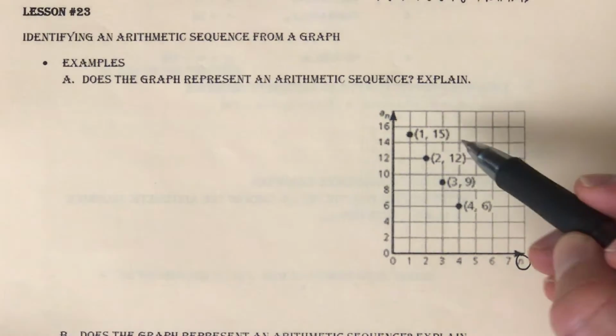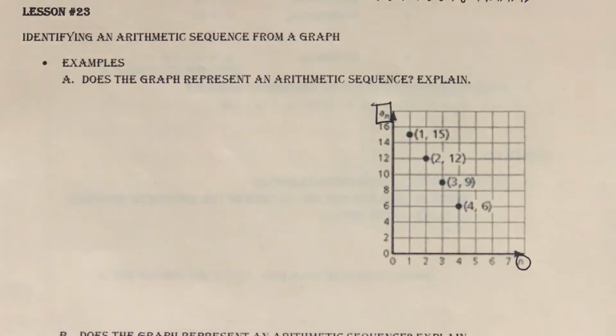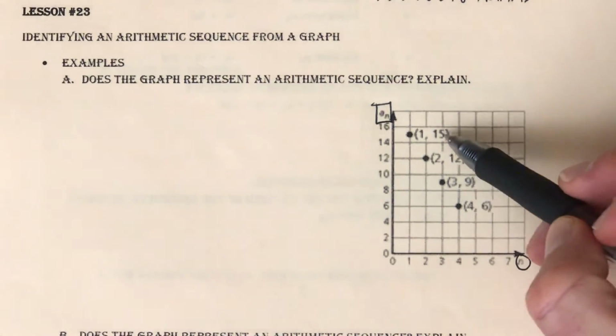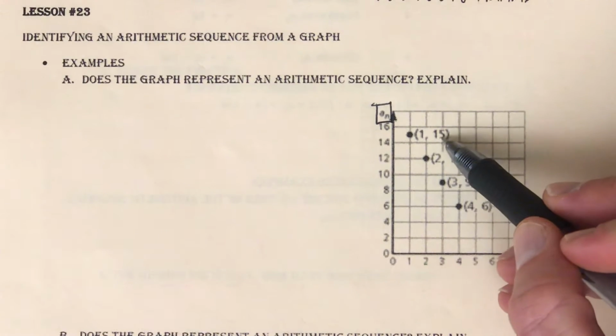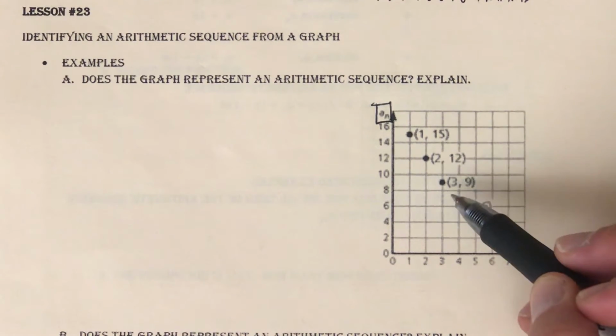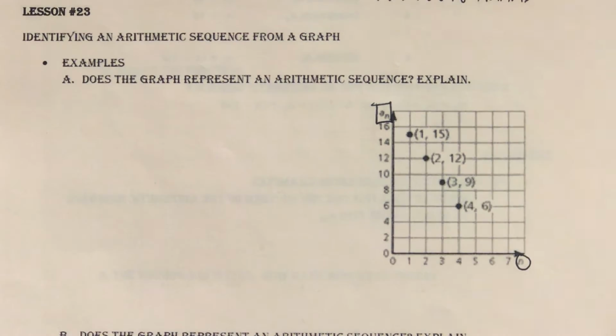Now, in terms of the y coordinate, also known as the a of n coordinate, this tells me what the actual number is that was in the sequence. So this says the first number was 15, the second number was 12, the third number was 9, and the fourth number was 6. This is what we talked about in lesson number 22, so just as a reminder.